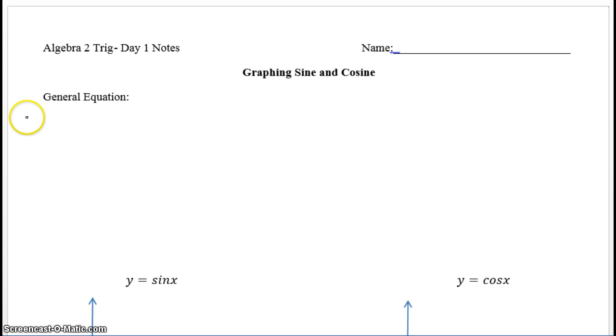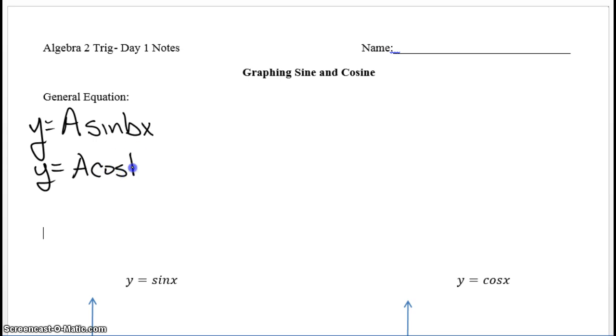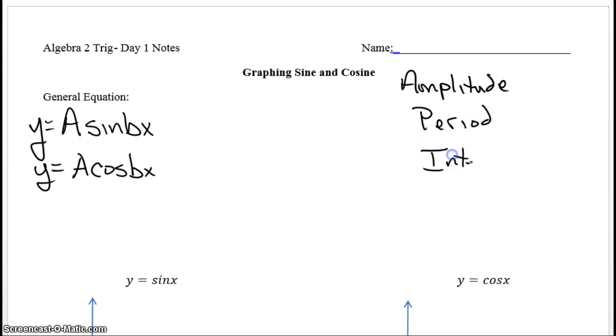Our equations are going to be in the form y equals a times the sine of bx and y equals a times the cosine of bx. And there are two characteristics of these graphs that we're going to pay particular attention to today. First is the amplitude, which is a, and second is the period. So we're going to be paying attention to amplitude, period, and interval today, and we're going to see how that affects our graphs.